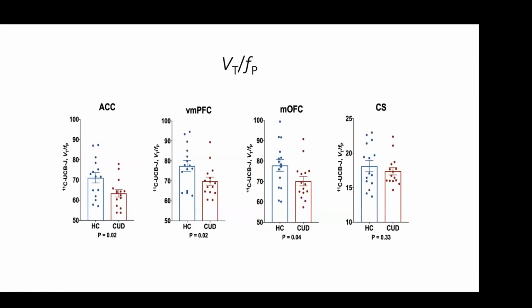This is the visual representation of the results. Each dot is one participant with cocaine in red or healthy controls in blue. And so we saw the difference in the anterior cingulate cortex, ventromedial prefrontal cortex, and medial orbitofrontal cortex. We saw no differences in the centrum semiovale, which is the control region, and the area just mainly rich in white matter. So that was expected.